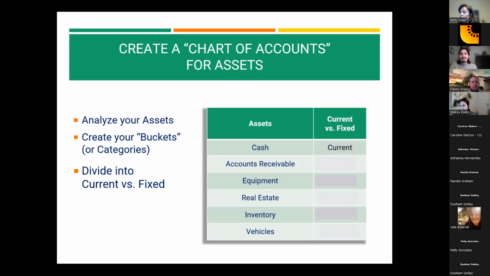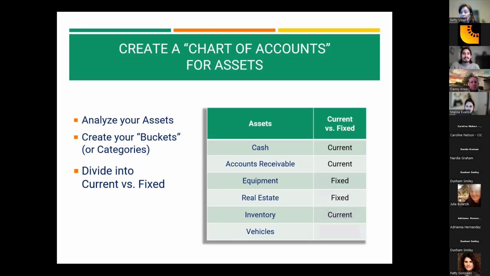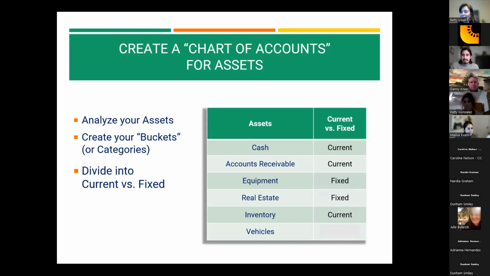Okay, so our cash is current. Accounts receivable, we're going to collect that money. That's current. Our equipment is much more expensive, and so that's a fixed asset. We're going to hold on to that. The building would obviously be fixed and more expensive. Our inventory is current, and we hopefully are going to use our oldest inventory first, and our newer inventory will go in to be the backup. And then your vehicle is fixed. So there's your first part of organizing your chart of accounts.